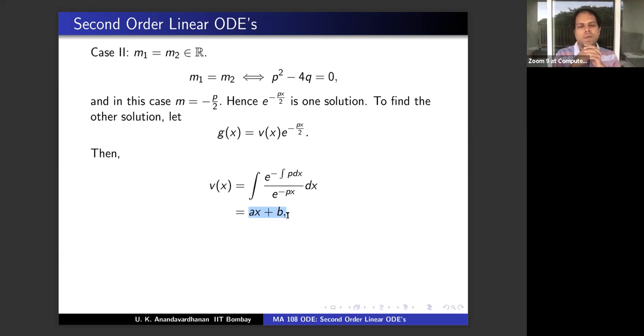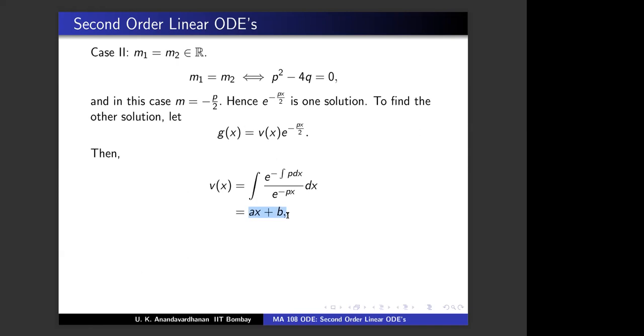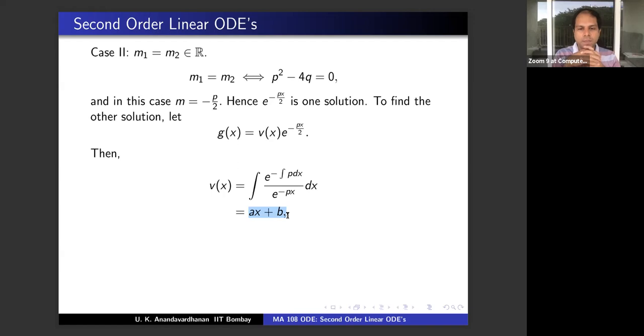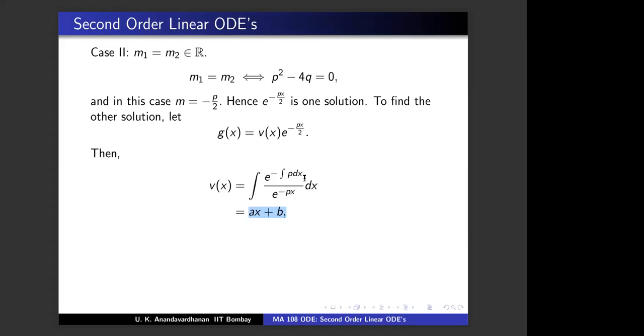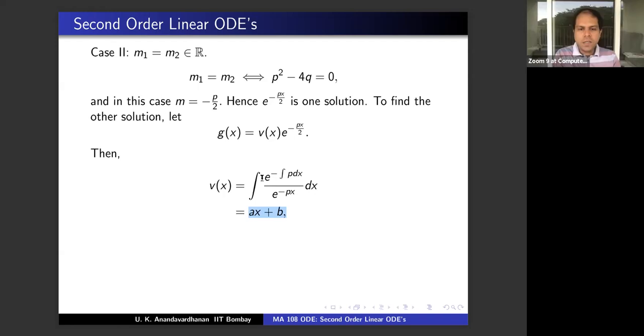P is a real number, P is a constant. So P comes out. What is integral dx? X. So the numerator is e power minus px, the denominator is also the same thing, so that cancels. So this is just integral dx, and integral dx is a constant times x plus another constant, right?